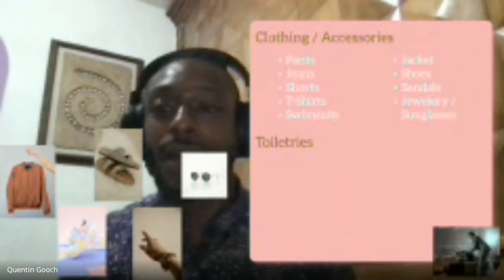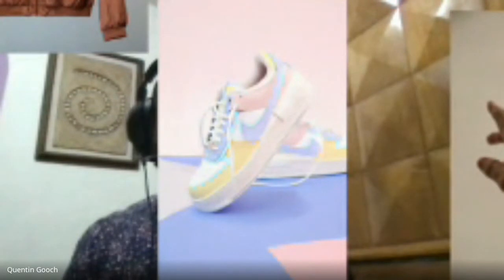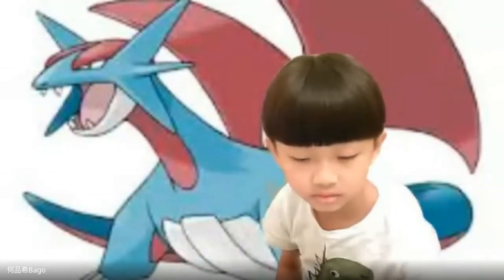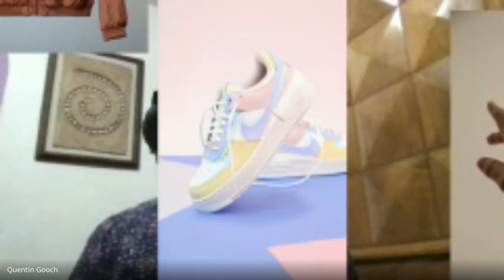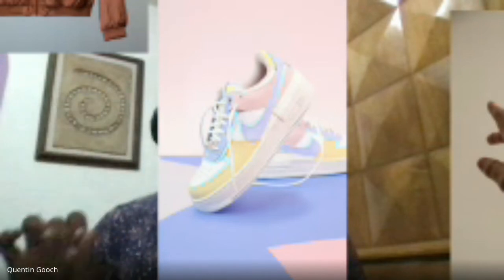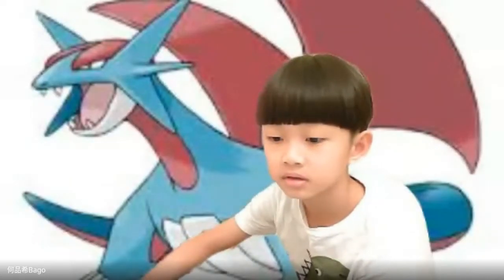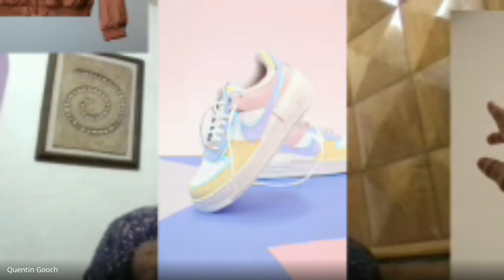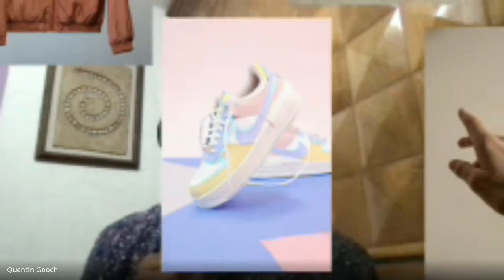Okay. What about these? Of course, these are shoes. And these ones specifically, if we want to really talk about what kind of shoes they are. Sneakers. Yes, sneakers. Great job. Exactly.